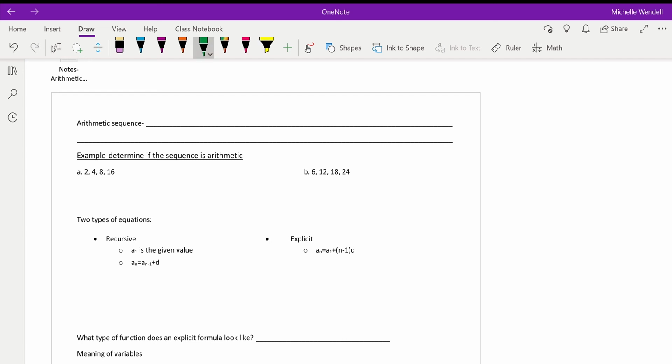In this video, we're going to talk about arithmetic sequences. An arithmetic sequence is a sequence of numbers whose difference between numbers is constant.